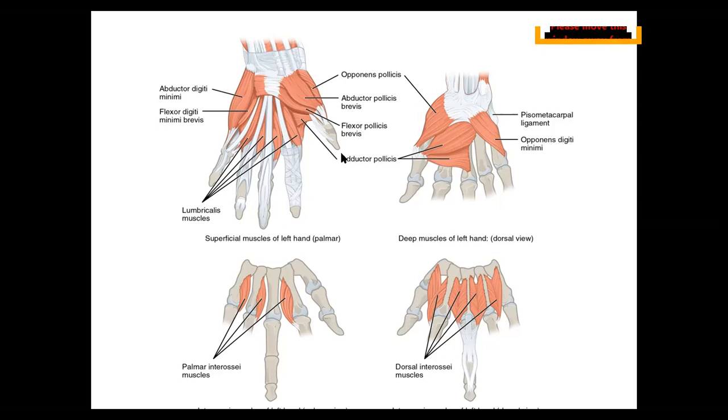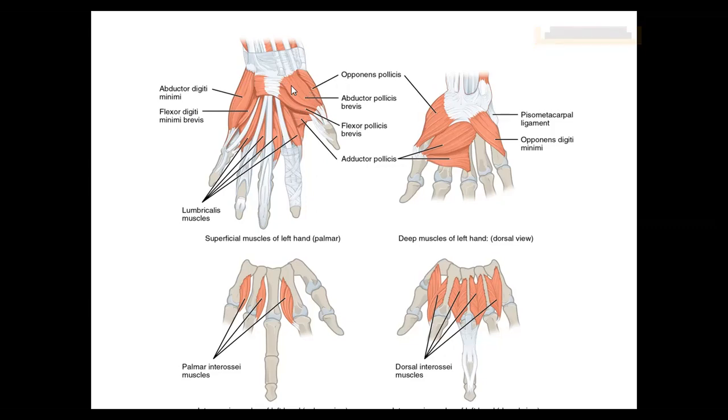Opponens digiti minimi, shown here towards the little finger. So I'll give you one simple code to remember. Towards the thenar, remember the code AFO. A square FO, because A comes twice. Towards the little finger, that is the hypothenar, remember the code AFO again. Same thing. If it is the thumb, we use the word pollicis. If it is the little finger, we use the word minimi. That's how we can make a few mnemonics to make our learning easy so that we can remember more.